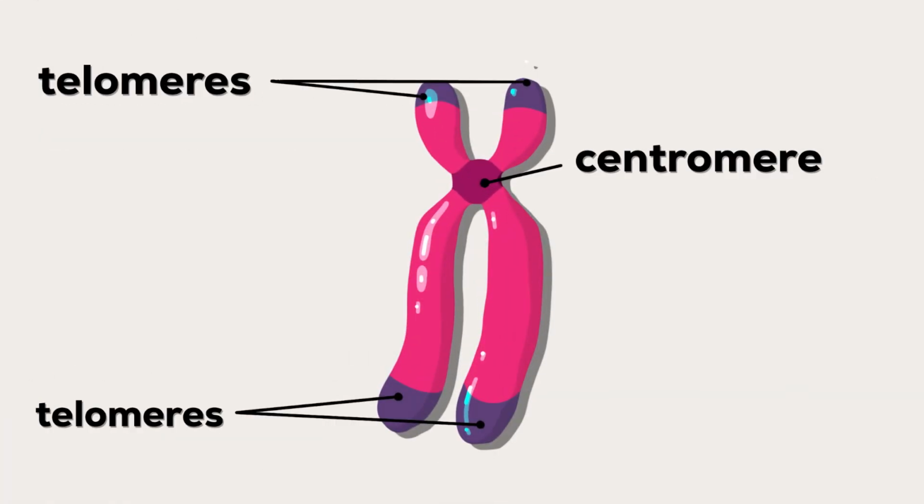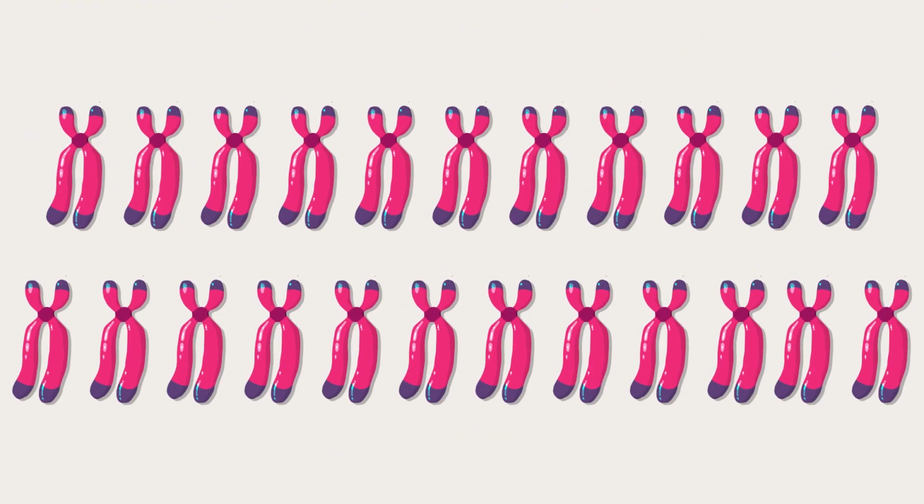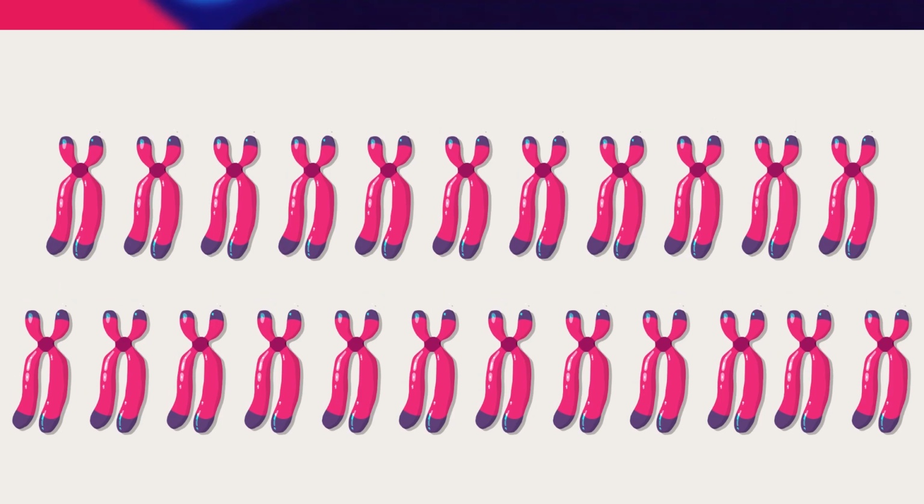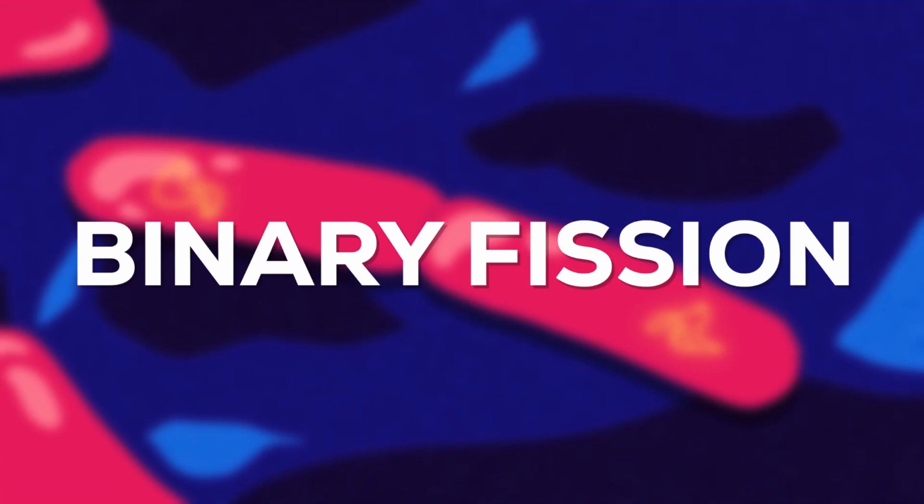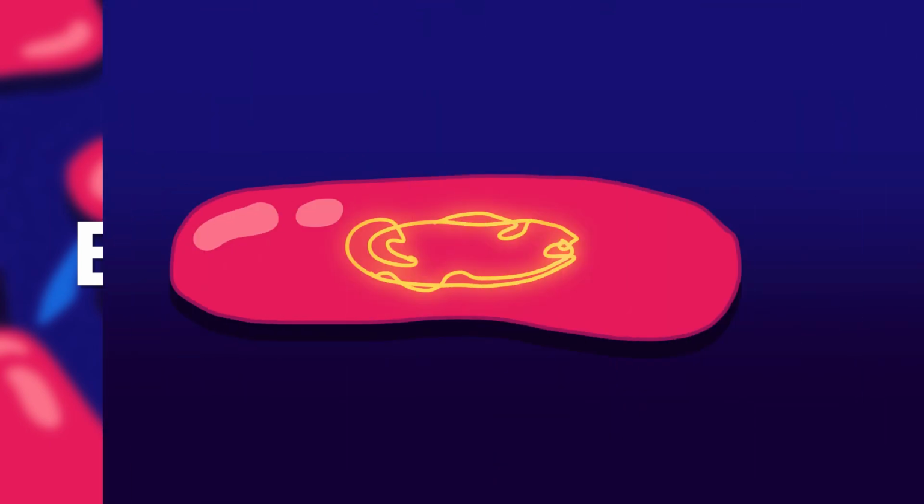At the ends of chromosomes, there are telomeres, which protect the ends of the chromosomes from damage, and in the center, there's the centromeric region, which is where the two sister chromatids attach to each other. Every organism has a different amount of chromosomes. Humans have 23. So we're starting with prokaryotes, and they replicate differently than eukaryotes in a process called binary fission.